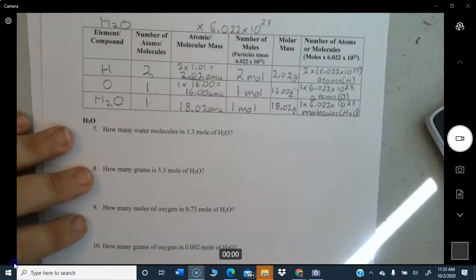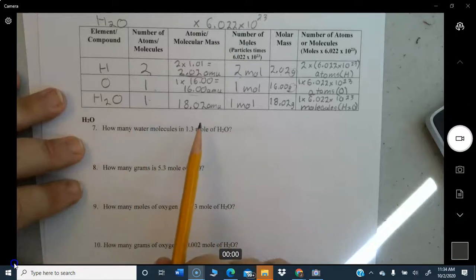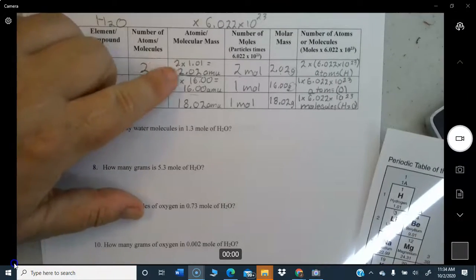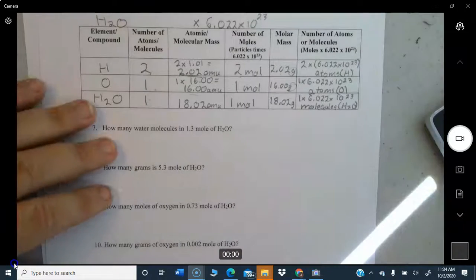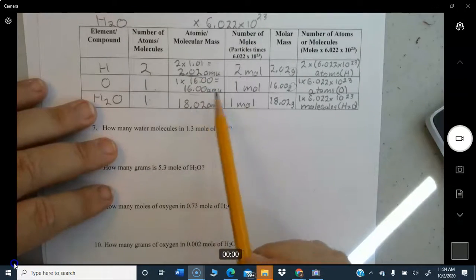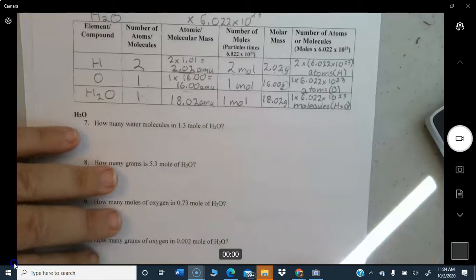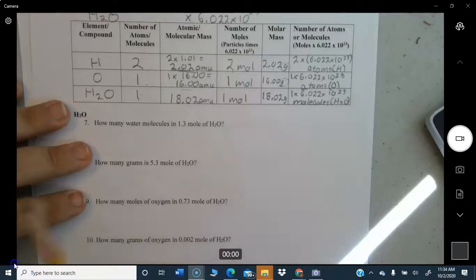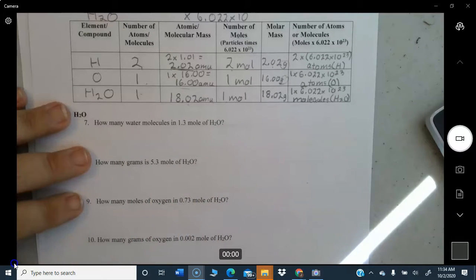Okay, so that completes the table. We're just counting atoms: 2 hydrogen, 1 oxygen gives you 1 water molecule. Go to the periodic table, and it's 1.01 for hydrogen times 2 is 2.02. For oxygen, it's 1 times 16.00. So you add up the masses to give you the total mass of a water molecule. 1 water molecule is 18.02 AMU on average, because again, there are different isotopes. But we're not really worrying about isotopes anymore until we get to a further subject where we need them.